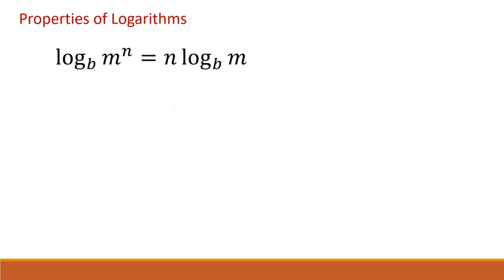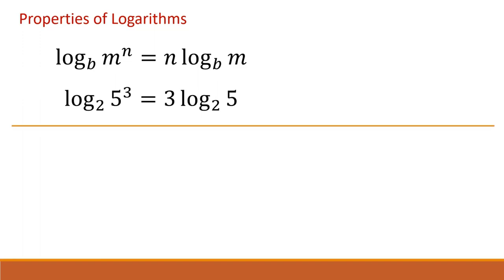Our next property tells us that if we have the log of something to a power, that's the same thing as the product of the power and the log. For example, the log base 2 of 5 to the third power is 3 times the log base 2 of 5.